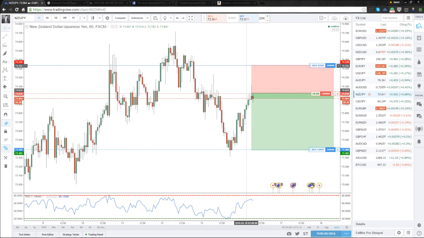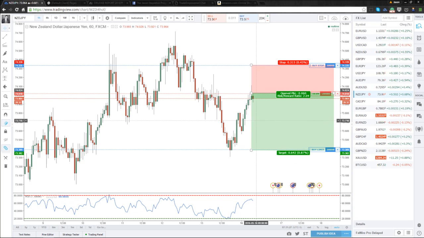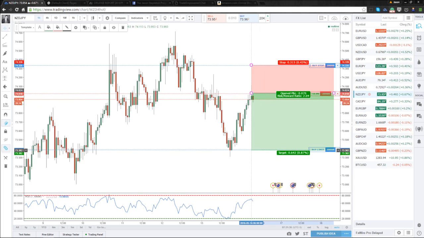Stops sitting at 74.33s. Market was not in an overbought condition, and we're going to look for a press back down into previous structure here at around 73.39s. That's going to be a pretty decent 2-to-1 risk reward on this trade. We love it when we can get that kind of risk reward on a trend continuation play.